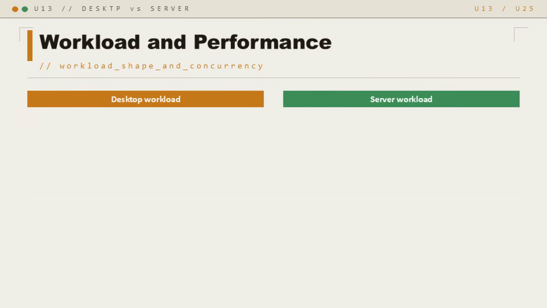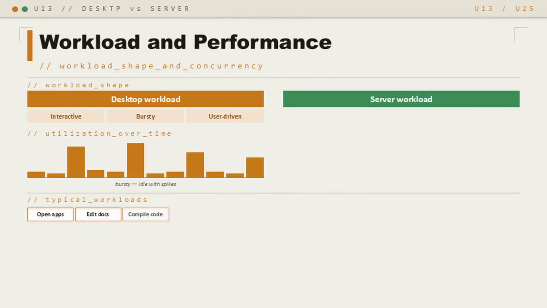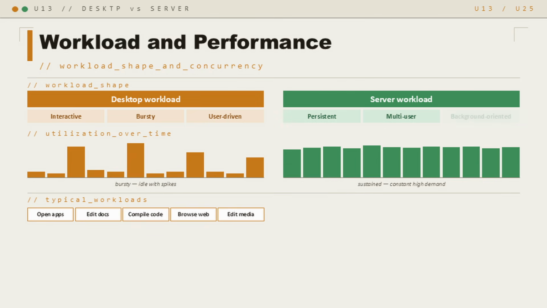Desktop workloads are often interactive, bursty, and user-driven. They are primarily used for opening applications, editing documents, compiling code, browsing the web, or manipulating media. On the other hand, server workloads are often persistent, multi-user, and background-oriented.